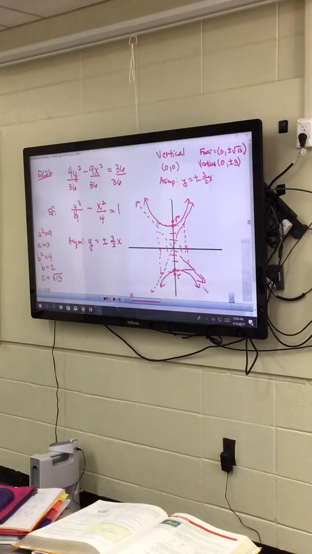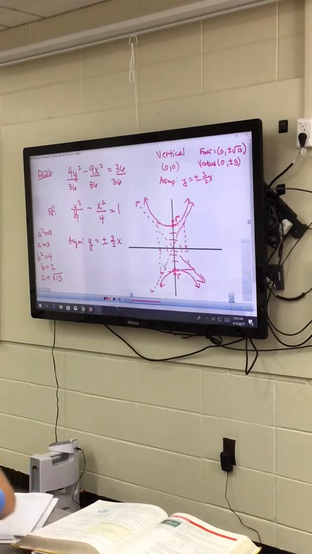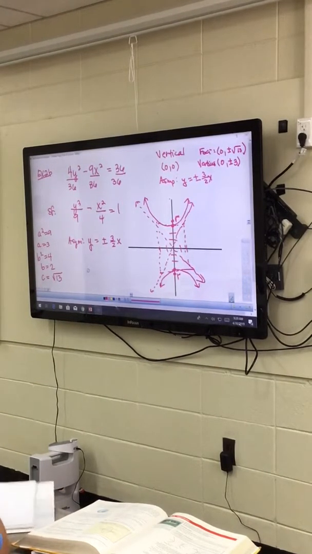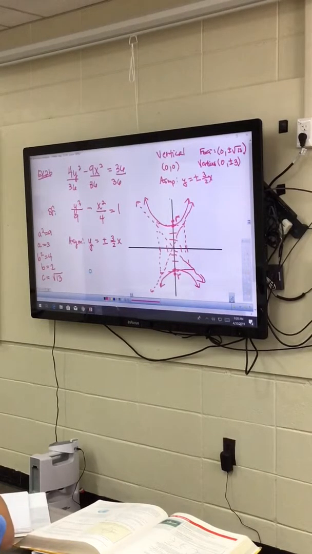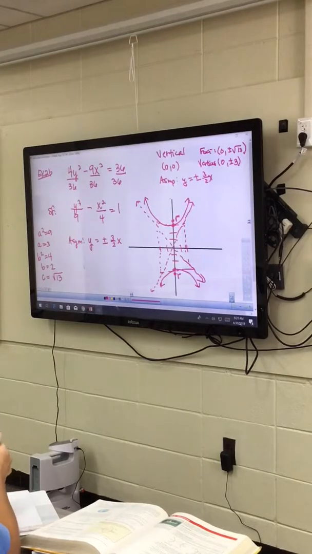Okay, so let's do a few of those. Let's graph a few of those for homework. Let's do page 720, 19 through 25, odd. So 4 problems. Page 720. What page? 19 through 25, odd. You said 4 problems? Yeah, 19 through 25.